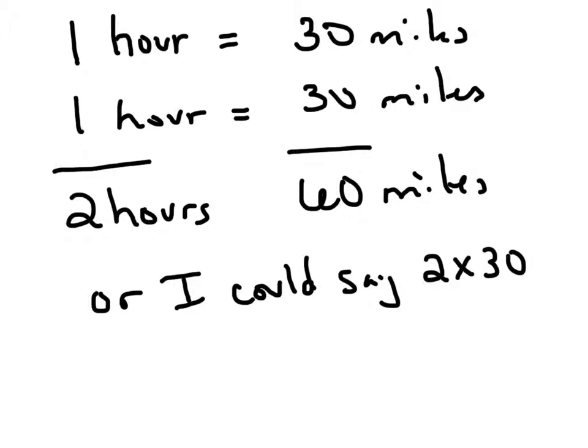To figure this out, I can say in 1 hour, I travel 30 miles. So in another hour, I travel another 30 miles. So 1 hour plus 1 hour equals 2 hours. And in those 2 hours, I travel 30 miles the first hour, 30 miles the second hour, 60 miles. So in 2 hours, I travel 60 miles. Another way I can look at this, I could just say 2 hours times the 30 miles each hour, so 2 times 30 would equal that 60 miles.